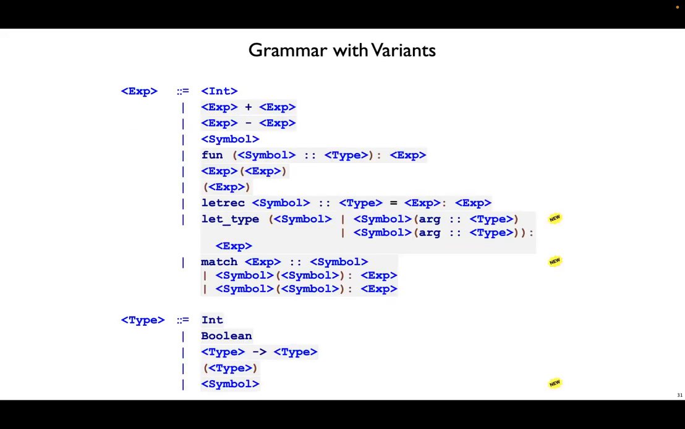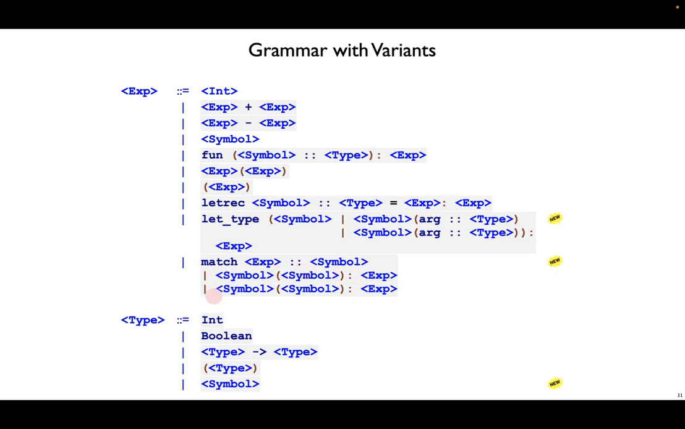Here's the grammar that we'll work towards. Let type and match will both have big structured forms. Let type takes in one symbol name, two variant names, and each variant has one arg. Finally, let type will have an expression body. For match, we have an expression, a symbol for the type of that expression, and then two cases. Each case will have a variant name and an argument name and an expression body.